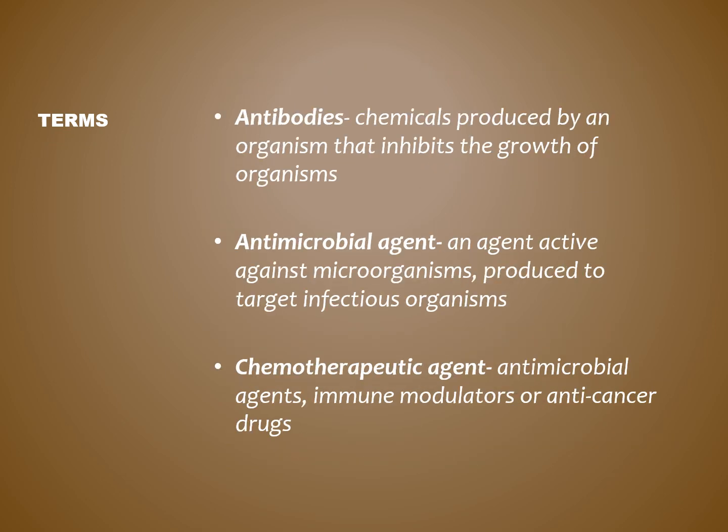And finally, I promise this is the last list of terms for you. Antibodies are chemicals produced by an organism that inhibits the growth of organisms. This, of course, is made by your B cells, and they're also referred to as immunoglobulins. An antimicrobial agent is an agent active against microorganisms produced to target infectious organisms. This is also known as an antimicrobial. A chemotherapeutic agent is also known as an antibiotic of a chemical nature. This is an antimicrobial agent, immune modulator, or anti-cancer drug.